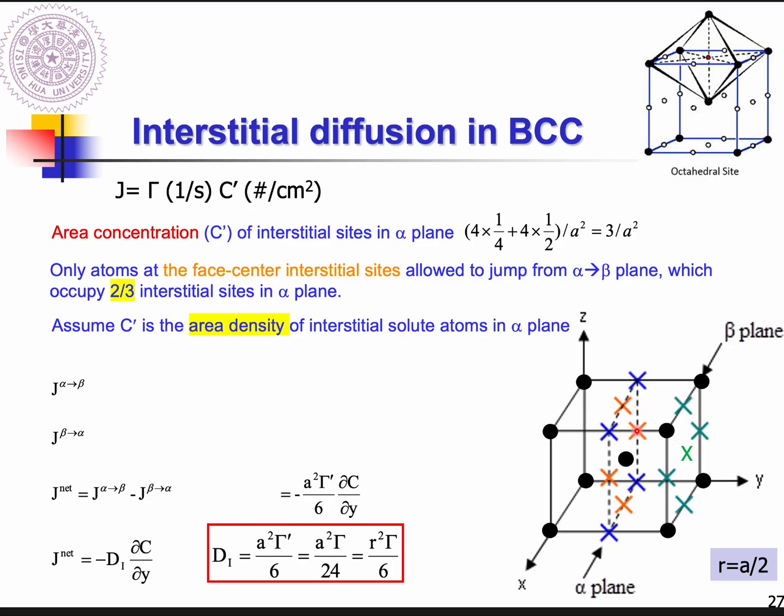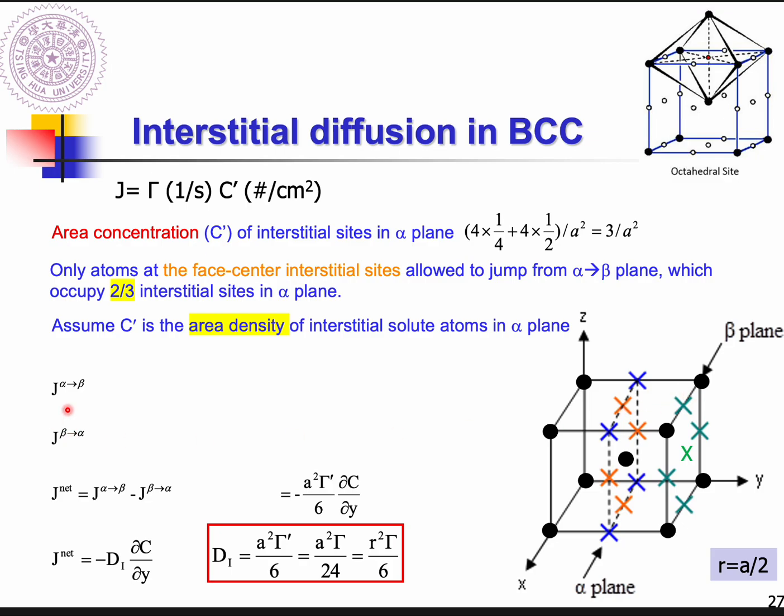So for this blue atom, if you calculate, it's 4 times half, so it's 2 atoms in 3 atoms. 2 divided by 3: you have 3 in total, and only 2 interstitial sites can help the interstitials make a successful jump to beta.